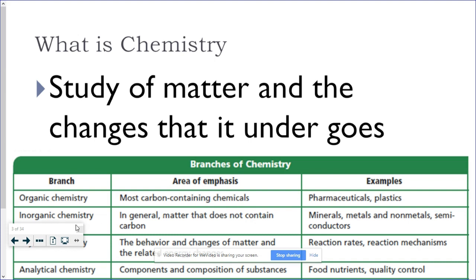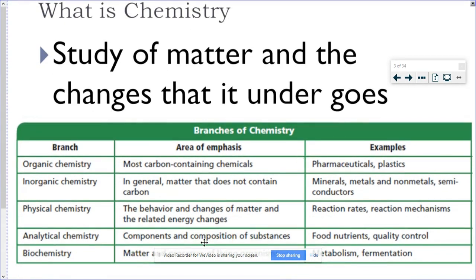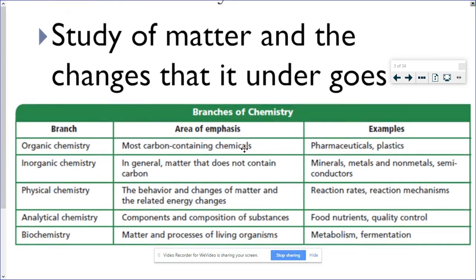We do have 5 main branches of chemistry. The first one that we deal with is organic, and organic chemistry has within it most carbon-containing compounds. So these are your gasoline, alcohols, any of those sorts of things, your plastics, pharmaceuticals. We do not get into much organic chemistry in this class, nor do we get into very much of it even in AP Chem. So that's something for a much more advanced college course.